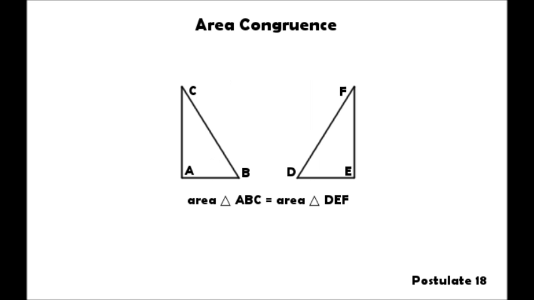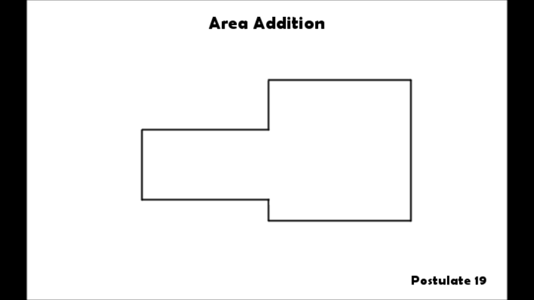Postulate 18, the area congruence postulate, states that two congruent figures have equal areas. Postulate 19, the area addition postulate, says that to find the area of irregular figures, one can break them down into non-overlapping parts and add the areas of these parts to find the total area. And that's it. That's the end.